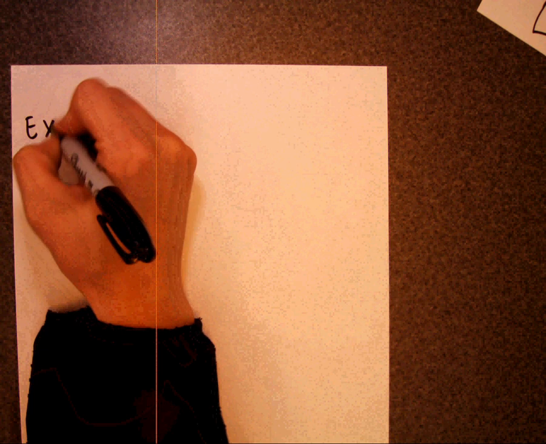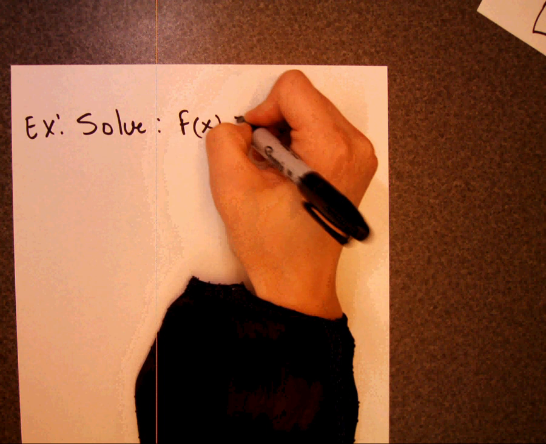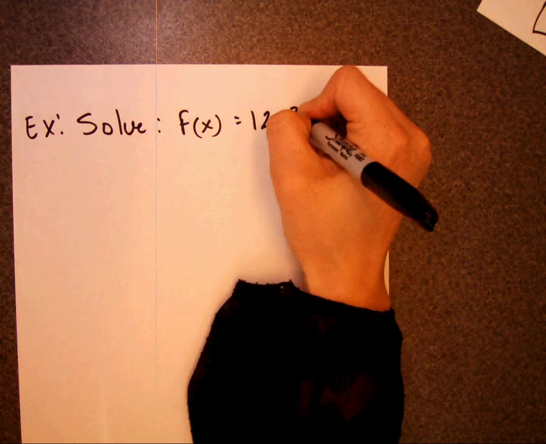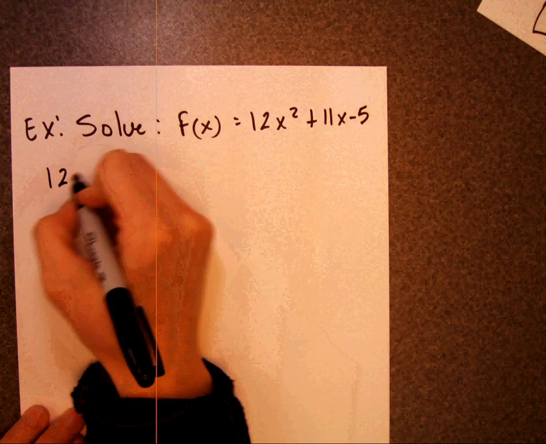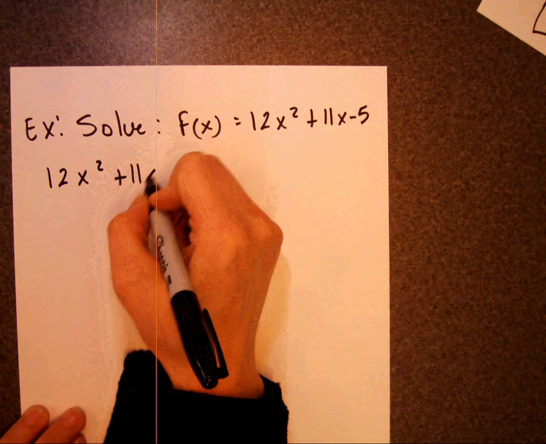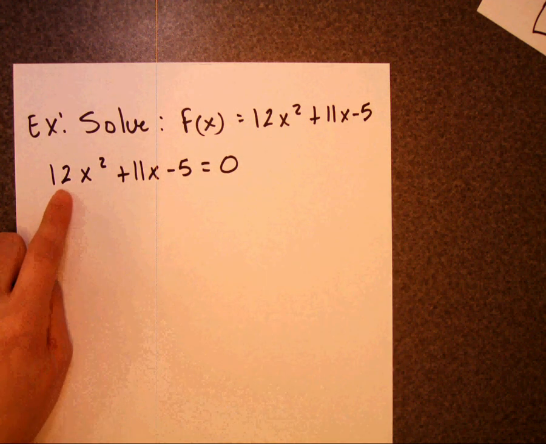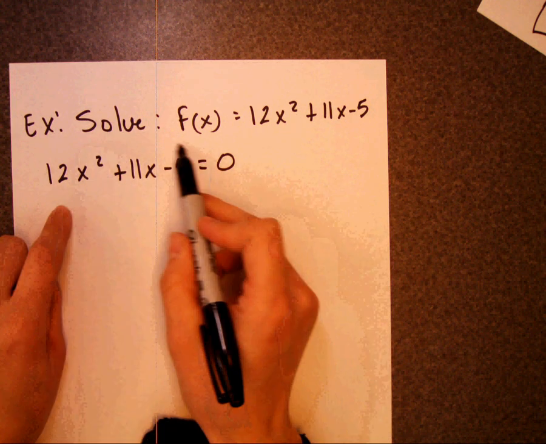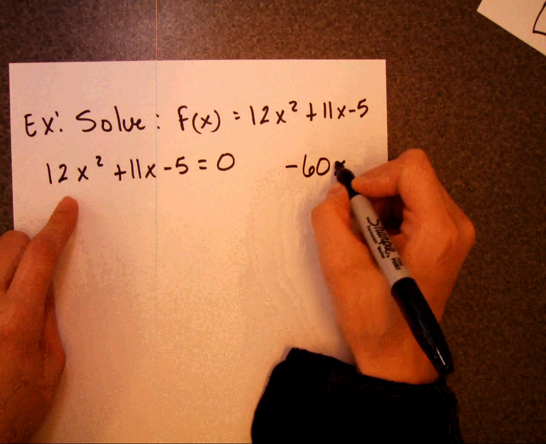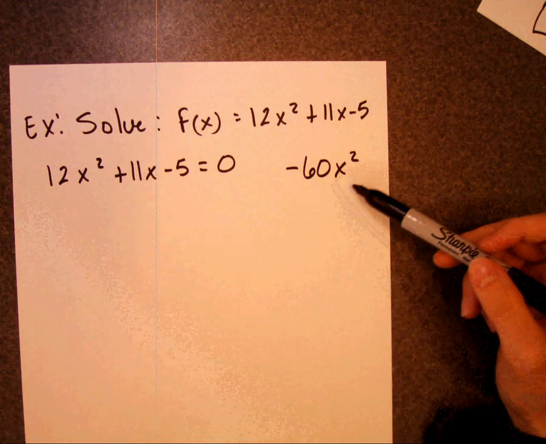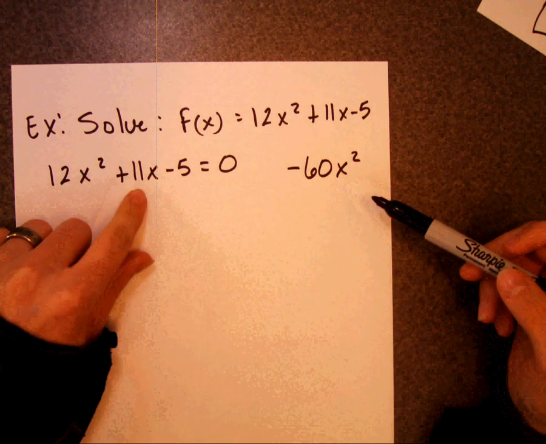So again, I want to solve, and I have f of x is equal to 12x squared plus 11x minus 5. And so I'm wanting to solve 12x squared plus 11x minus 5 equals 0. I have a value in front of x squared, so I need to multiply the first times the second, multiply the two together, and I get negative 60x squared. Now I'm looking for the factors of negative 60x squared that when I add them together, I get positive 11.